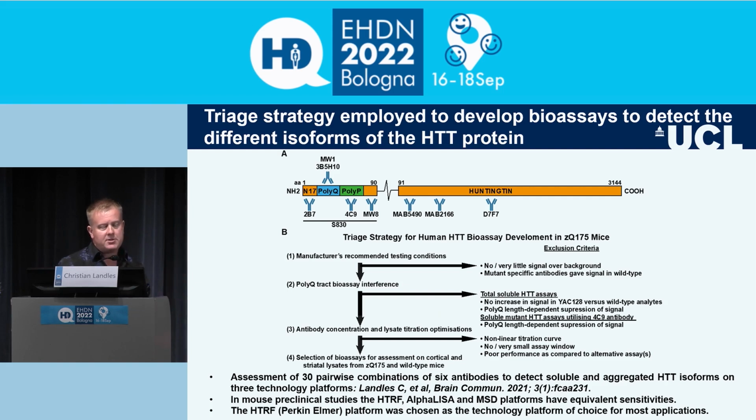And so after navigating through all this, we could really come down to a finite small number of antibody pairings, which we could then challenge by developing assays for antibody concentration and titration optimizations, where we can eliminate more assays which didn't perform and gave non-linear titration curves or had very little signal window, or we just had alternative assays which were better. And then we had this final selection of antibodies which we then applied to the ZQ175 mouse to see how these assays worked.